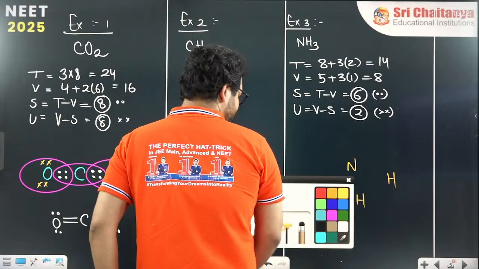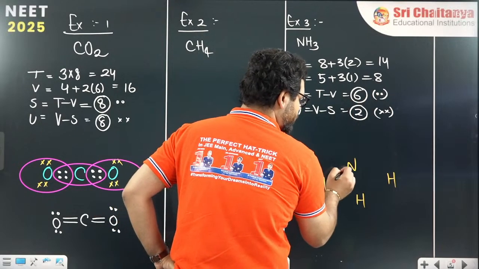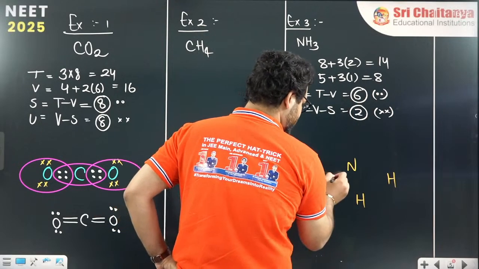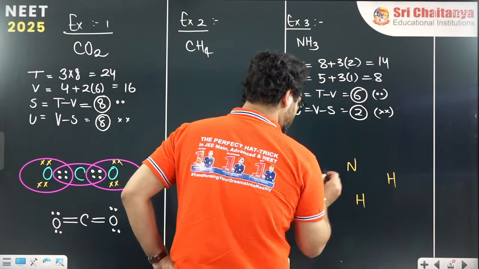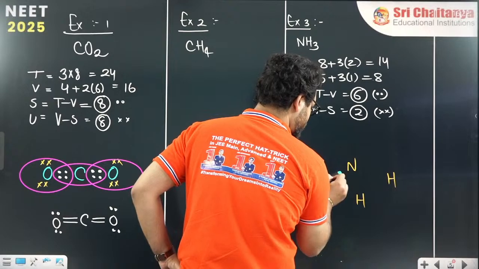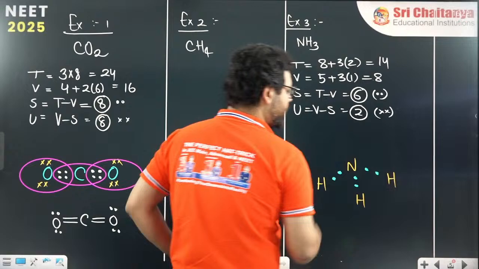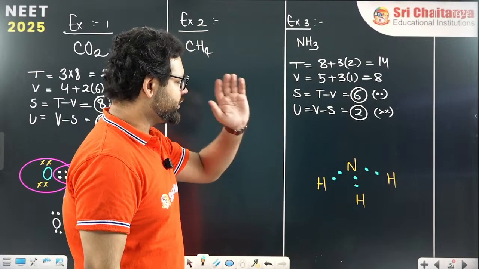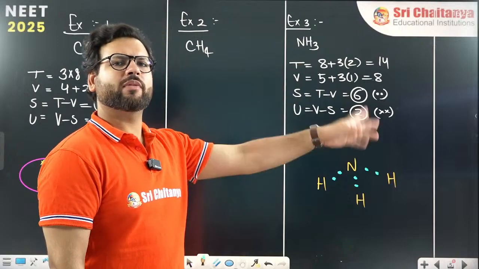Then give the shared electrons. 6 shared electrons. You take 1, 2, one shared pair. 1, 2, 3, 4, 5, 6. So one shared pair I have given to one NH, 1 bond to another NH, and 1 bond to another NH.